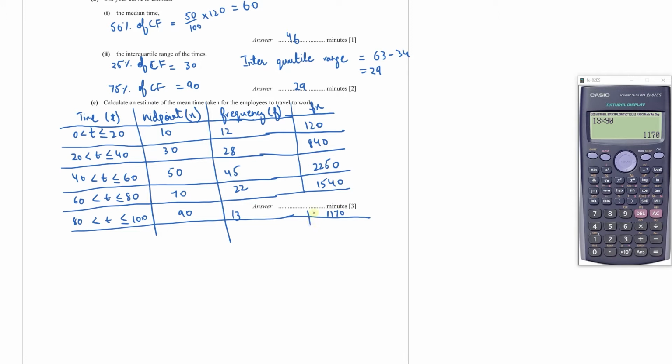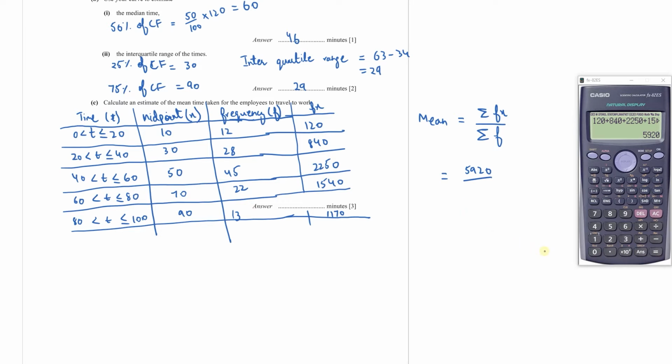So now, to calculate the mean, you simply add up all the products. So you add up summation fx, divided by the sum of all the frequencies, summation of f. So let me add all these: 120 plus 840 plus 2250 plus 1540 plus 1170. So this sum here is 5920.